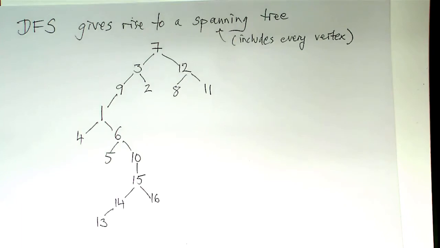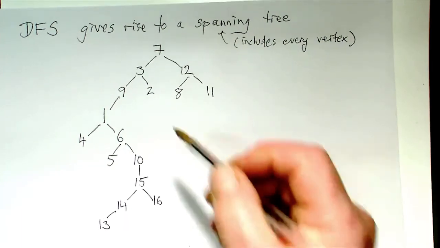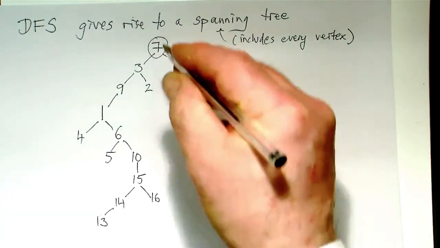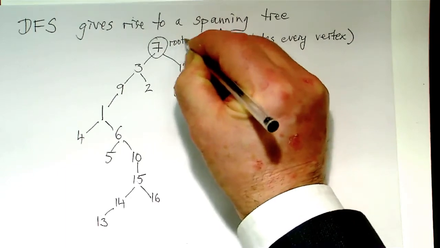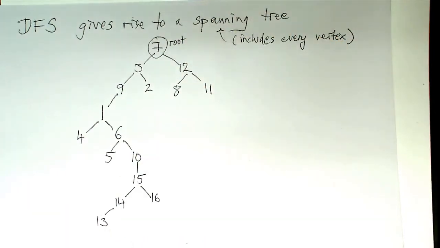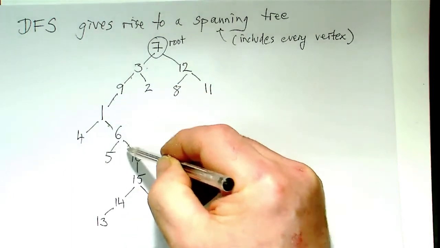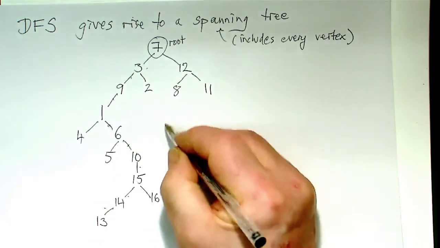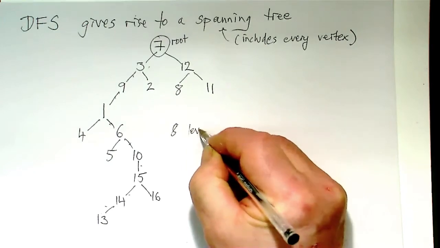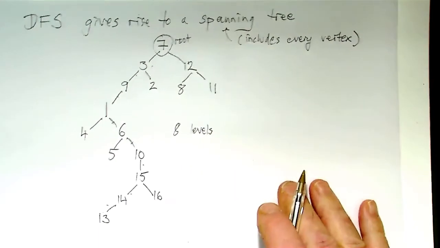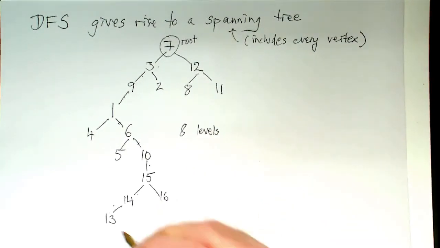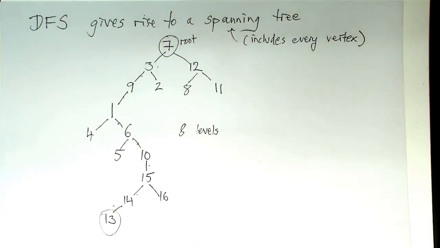There's a slightly more elegant picture of it in the notes, but you see the level, if we start from 7, you can think of that as the root, because you're starting there. It goes quite deep down, you've got 1, 2, 3, 4, 5, 6, 7, 8 levels to get down to 13. So the distance between 7 and 13 is 8 edges. It's gone quite a way down.